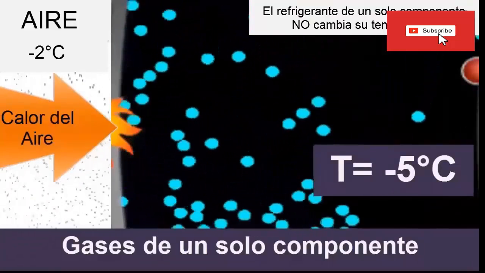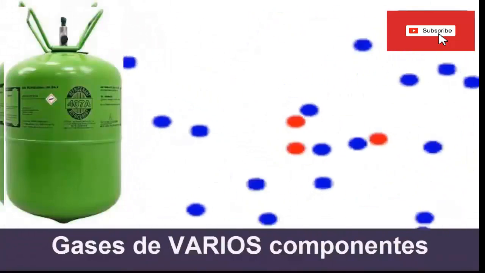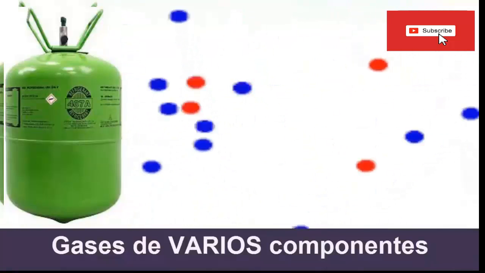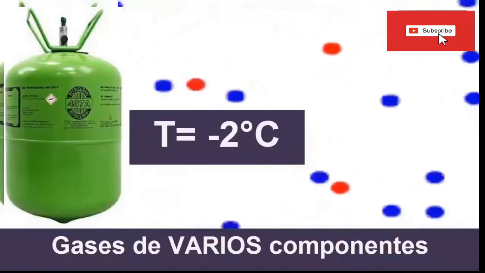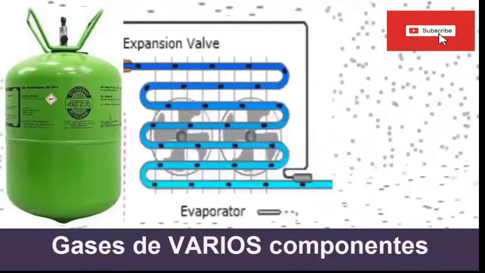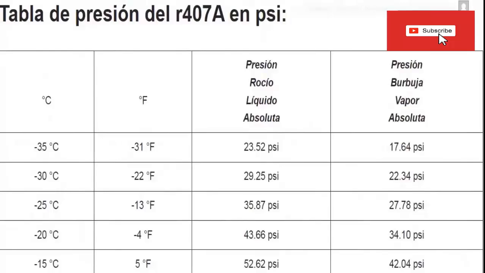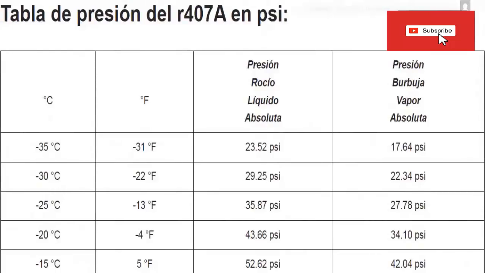However, there are refrigerants that are made from a mixture of several gases, where there can be a small increase in temperature while its phase change occurs. This phenomenon is called refrigerant creep. On the screen we have the table of pressure and temperature of the refrigerant gas R407a.